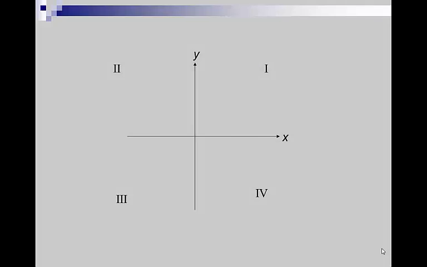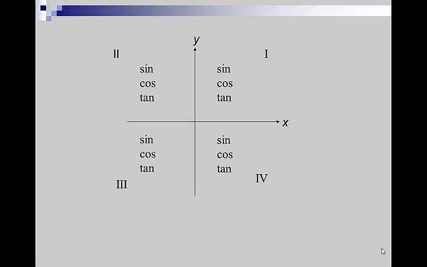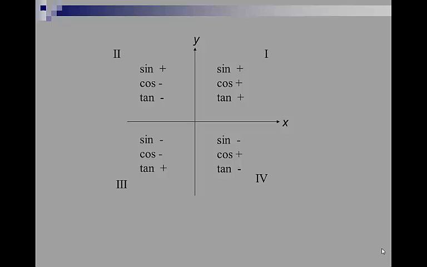Let's move on. All right, so here I've given you just a plain old Cartesian plane with the quadrants labeled 1, 2, 3, and 4. And now I'm going to put sine, cosine, and tangent into each one of these, and we're going to put little pluses and minuses next to them so we can figure out where they're positive and where they're negative. Now remember, sine and y go together. Cosine and x go together. If you know where y is positive and negative, you know where sine is positive and negative. If you know where x is positive and negative, you know where cosine is positive and negative.